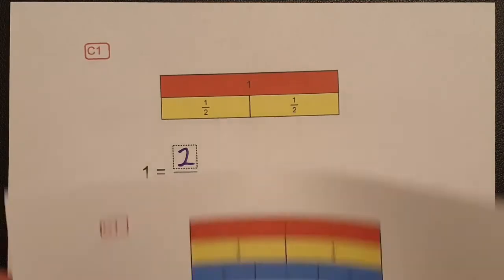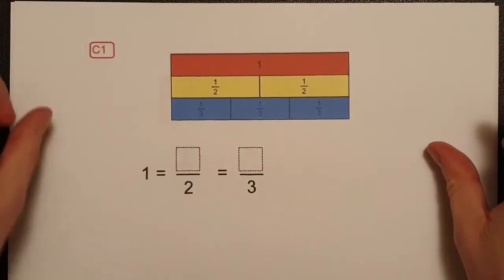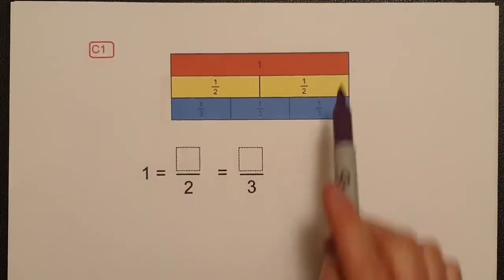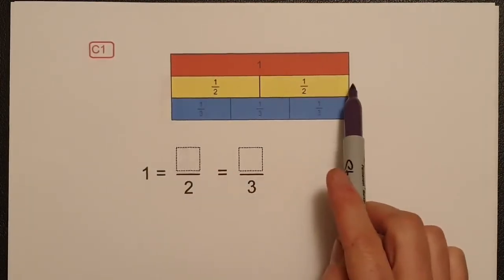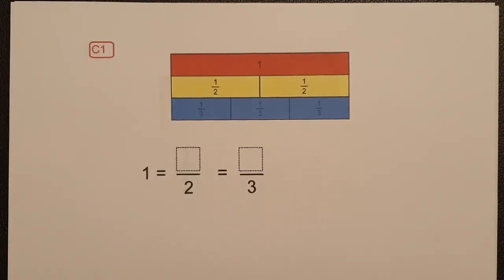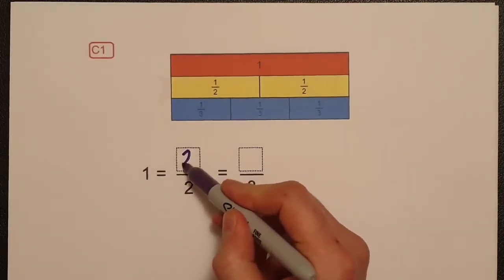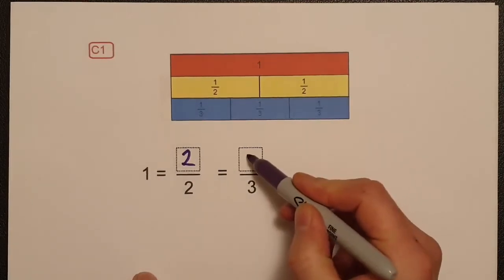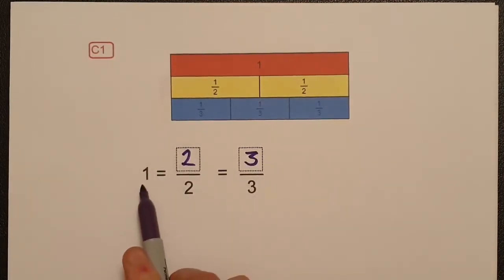We can split 1 up differently. In this picture we've got 1, we've got 2 halves, but we also have 1, 2, 3 thirds. Again, mathematically 1 is equal to 2 halves, or is equal to 3 thirds. These three numbers are just different ways of writing the same value, 1.